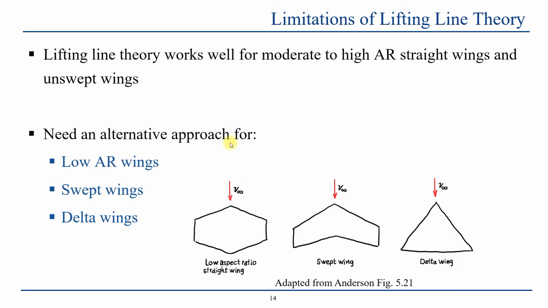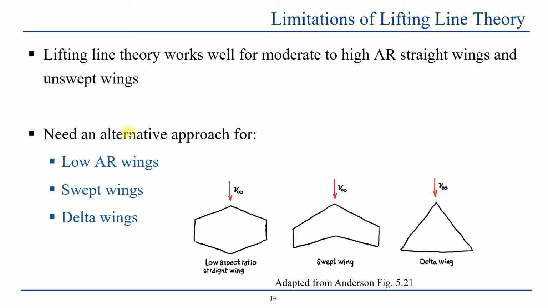But let's get into the limitations of the lifting line theory. The lifting line theory works well for moderate to high aspect ratio straight, unswept wings. Plus, we earlier said that it only works for low angles of attack, or small angles of attack. So if we have other scenarios that don't fit into these criteria, we need an alternative approach.